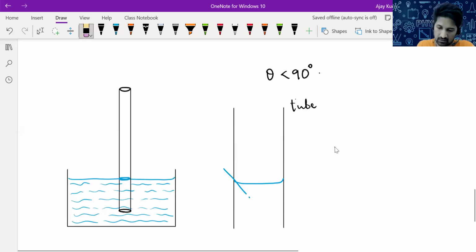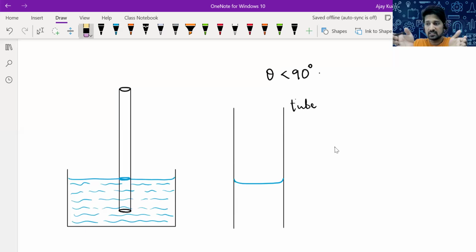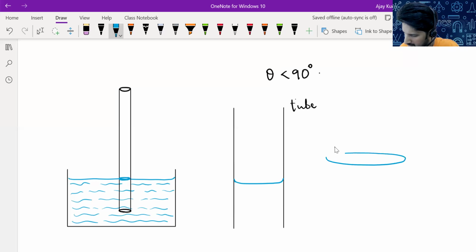Now what happens? Basically, the surface is now like a bowl. We call it a meniscus. A bowl or a plate, you can say, with raised edges. So the free surface effectively looks like this. The boundary is circular, but the surface is not flat. So it actually looks like this. That is what we call a meniscus.